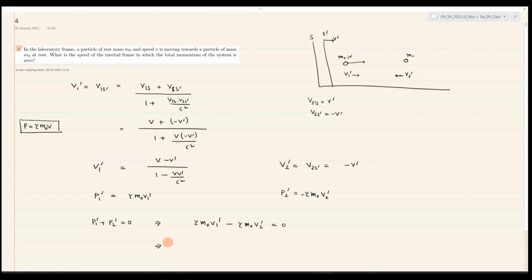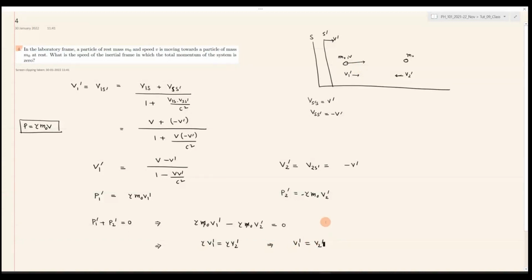Now tell me, if the total momentum is 0 and they are identical particles, should the speed be the same? Yes, because they are identical particles, their speeds should be equal and opposite. That means their gamma should also be equal, because their speeds are equal. So we can write v1 prime is equal to v2 prime.